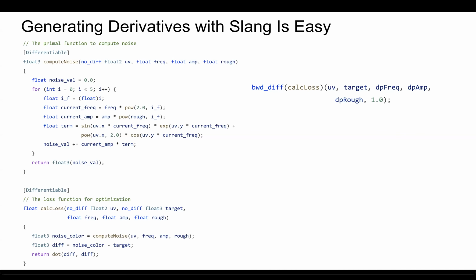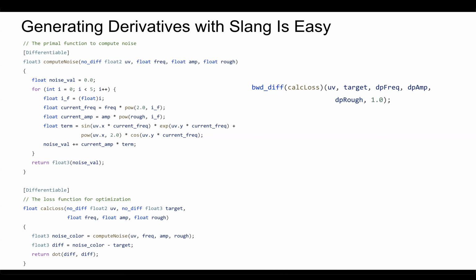When you run this, you'll get the exact gradients for frequency, amplitude, and roughness, which are the three knobs that we want to optimize. So that's it. There are no manual derivatives to do and no tedious math, just this one call.